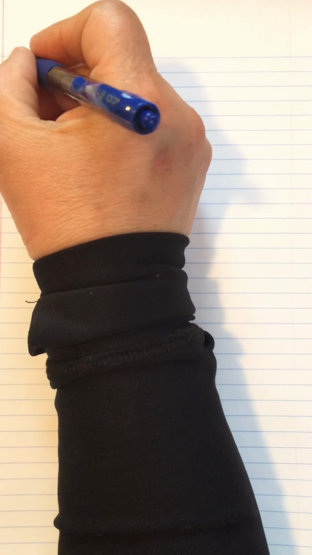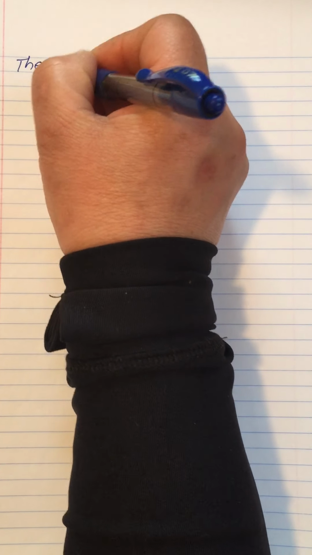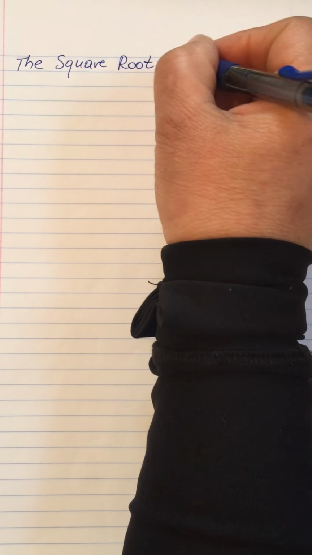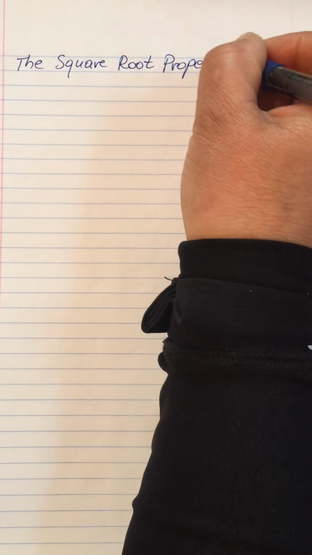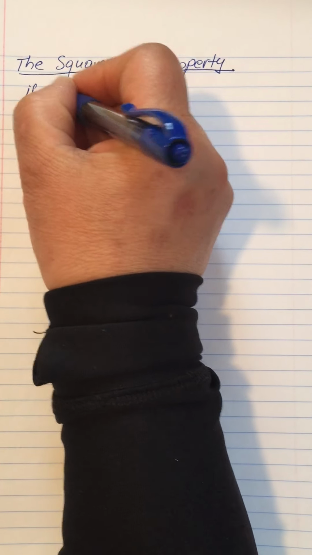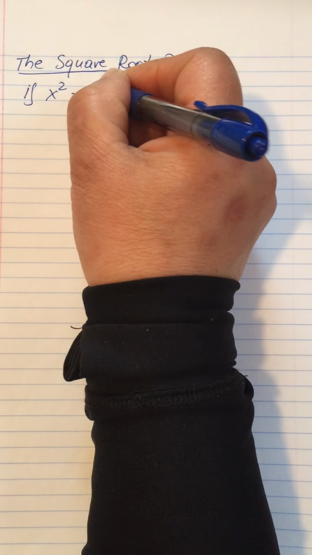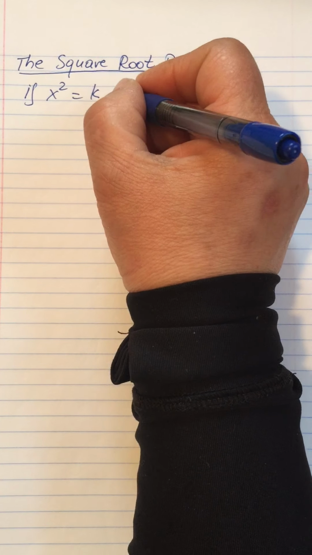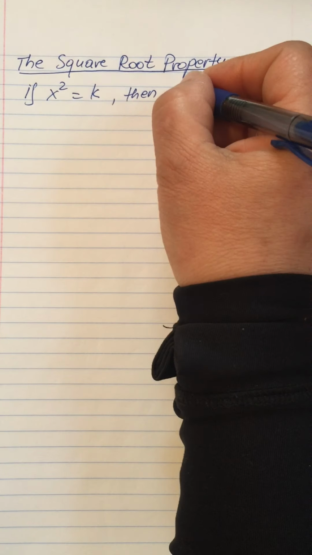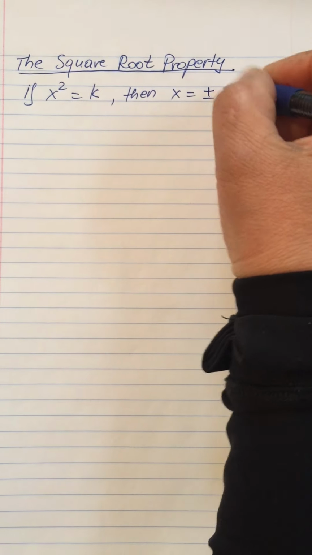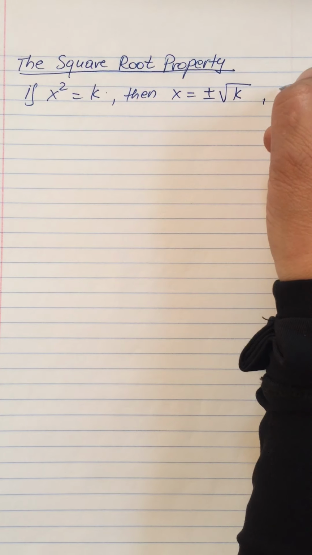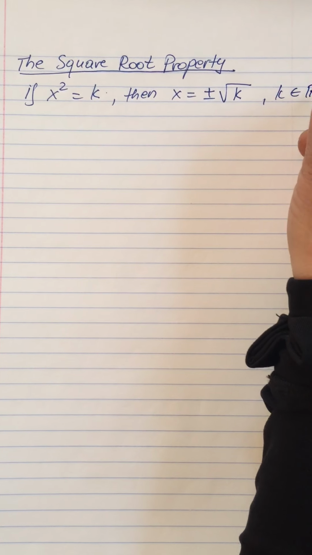Let me introduce you to the square root property. This property says that if x squared is equal to k, where k is a real number, then x is equal to plus or minus the square root of k. Okay? Where k is any real number.